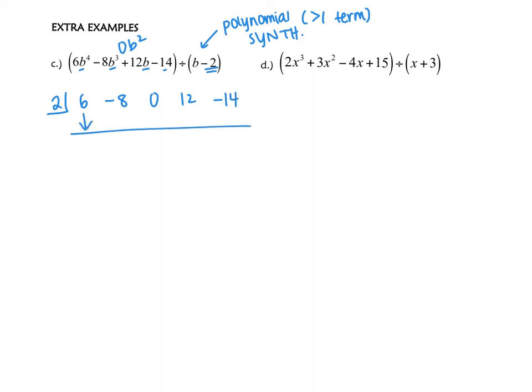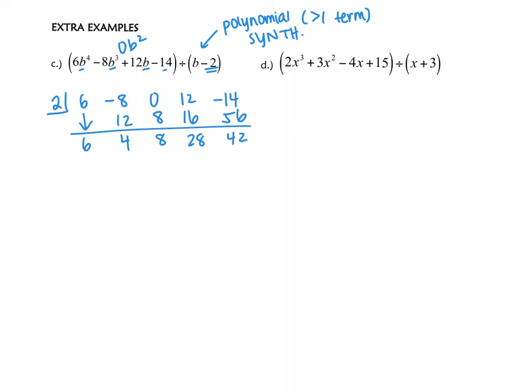Okay, so first number comes down. Then you're ready to multiply. So 2 times 6 gives us 12, add down. 2 times 4 gives me 8, add down. Then I get 16, add down. 2 times 28 is 56, add down, and I get 42.